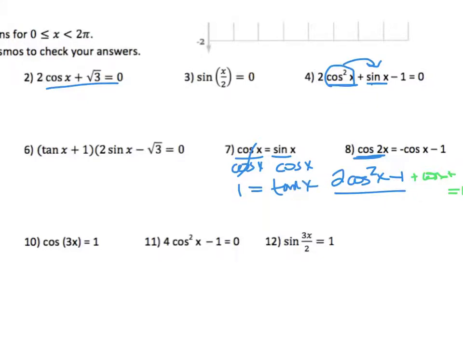So when we go to the next page, before we do that, on this one we have, if you notice, two different functions. As long as it's set equal to 0, you are fine. You can use the zero product property, and you can set each piece equal to 0 and solve.